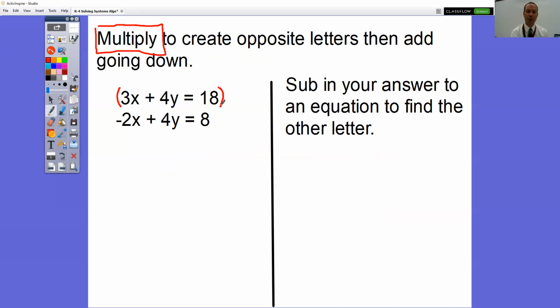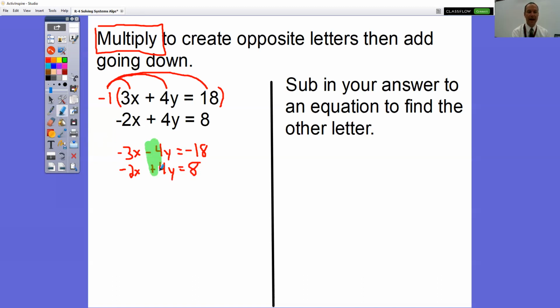Well, the opposite of 4 is -4. To get a -4 right here, I would have to multiply by -1 because -1 times 4 is -4. That way I'll have my opposites. So I want to multiply this whole entire top equation by -1. Distribute, distribute, distribute. -1 times 3x is -3x. -1 times 4y is -4y. -1 times 18 is -18. I didn't touch that bottom equation at all. So all that I'm going to do with that bottom equation is just rewrite it.